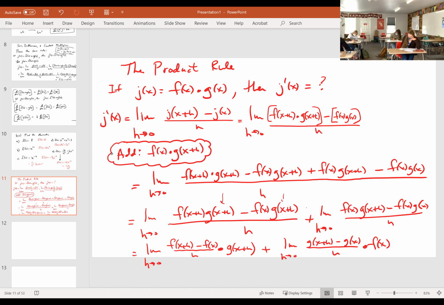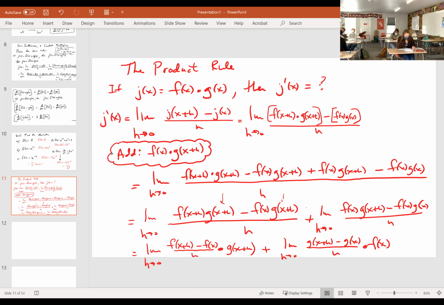So it had to flow under, it's a multiplier as well. It had to flow under either the f of x plus h minus f of x or the g of x. Notice there's no h under g of x anymore, or g of x plus h. So it's just by itself, and it's just g of x.